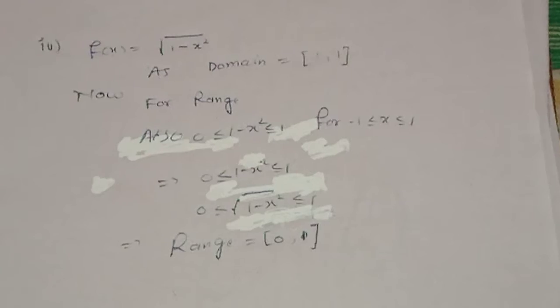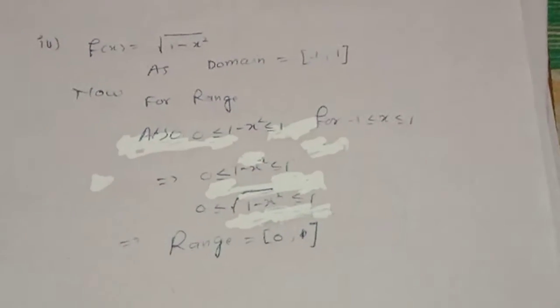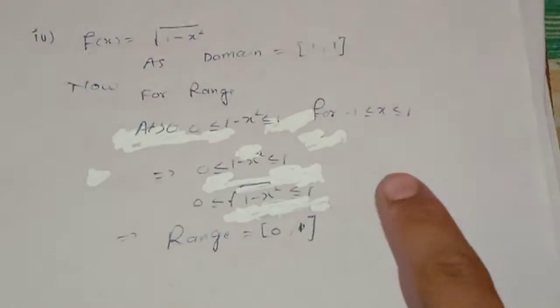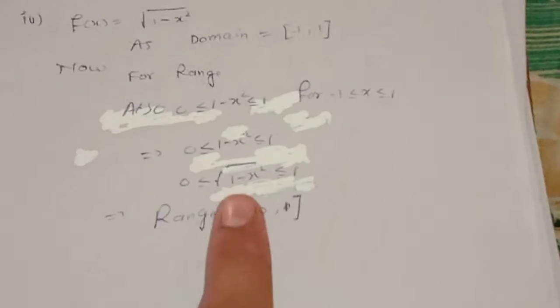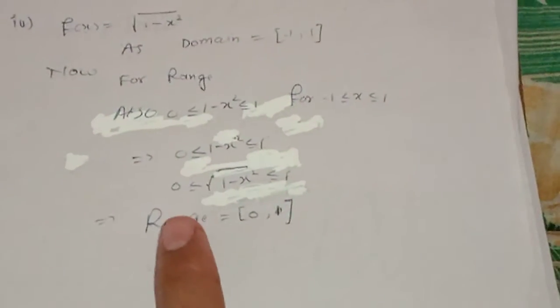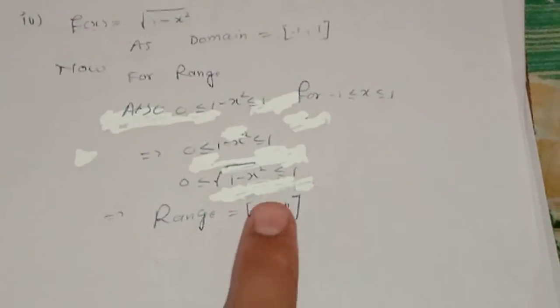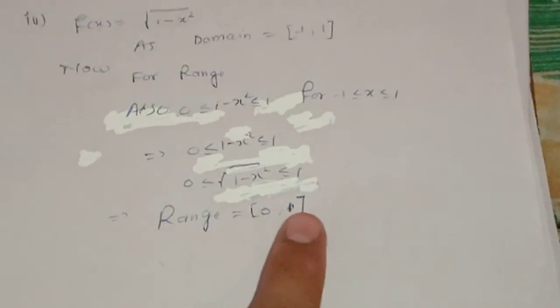Number 4, if f(x) equal to the square root of 1 minus x square, as the domain is minus 1 up to 1. Now for the range, 1 minus x square is greater than or equal to 0, less than or equal to 1 for the domain values of x, greater than or equal to minus 1, less than or equal to 1. So the square root of 1 minus x square is greater than or equal to 0, less than or equal to 1. So the range is 0 up to 1. So the domain is minus 1 up to 1, the range is 0 up to 1.